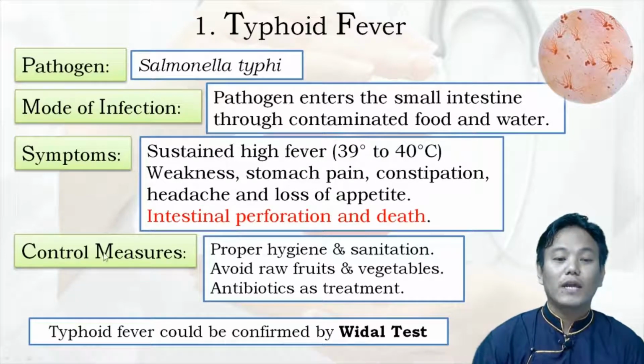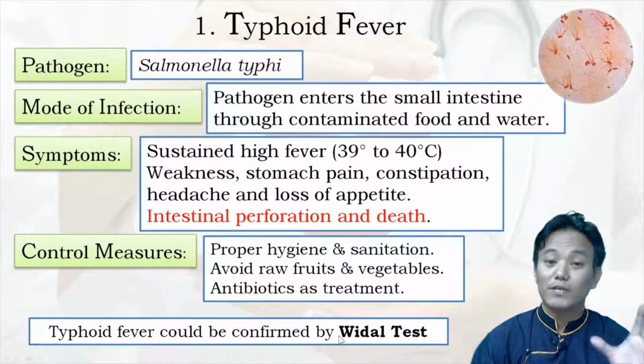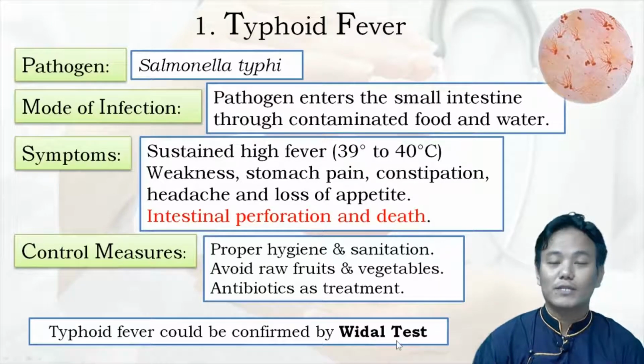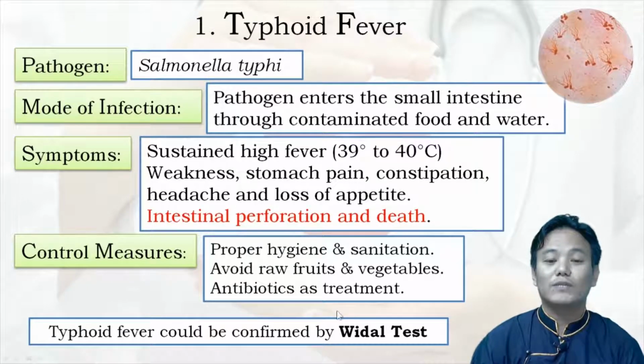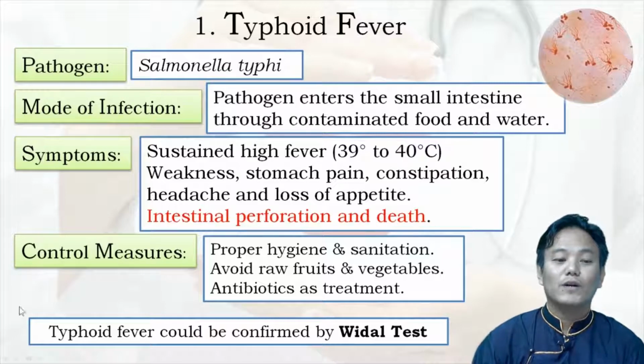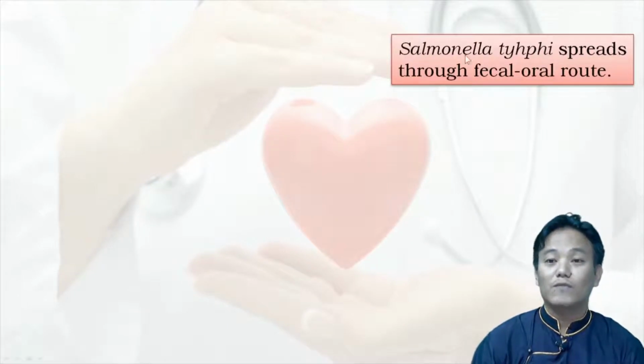One more miscellaneous piece of information is given regarding typhoid fever. Typhoid fever can be confirmed by a particular diagnostic test known as the Vidal test. The Vidal test is, I think, antigen antibiotic based, right? A specific reaction between antigen and antibody, not antibiotics, it is an antigen antibody reaction based test. So that is about typhoid fever. And I will give you one more piece of information here: the pathogen responsible for typhoid fever, Salmonella typhi, spreads through the fecal oral route.